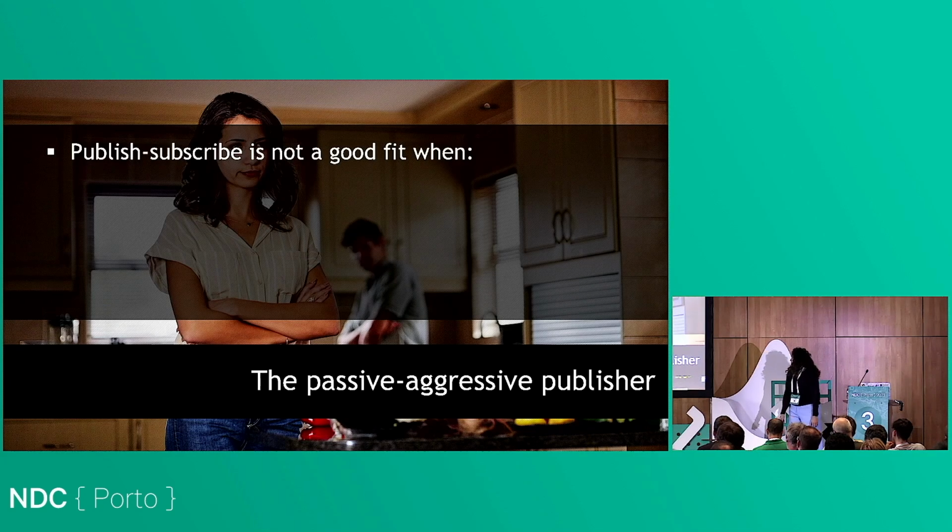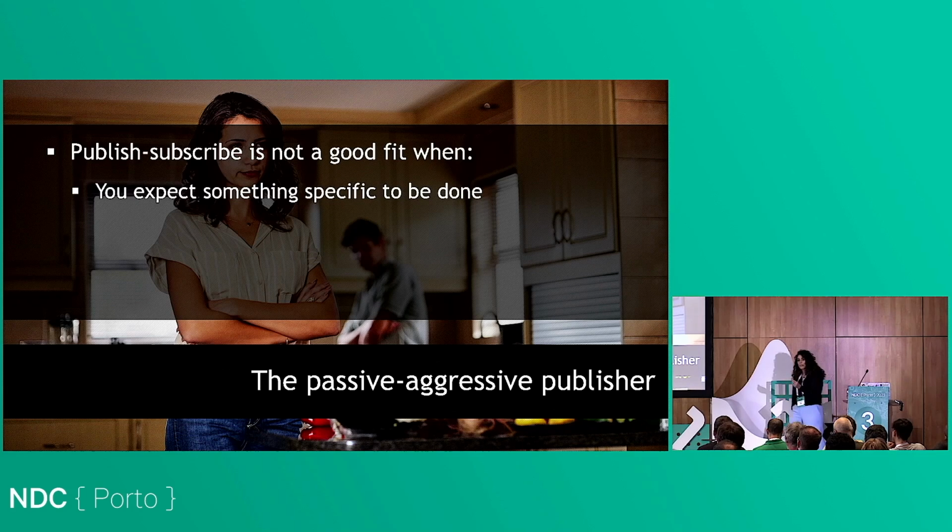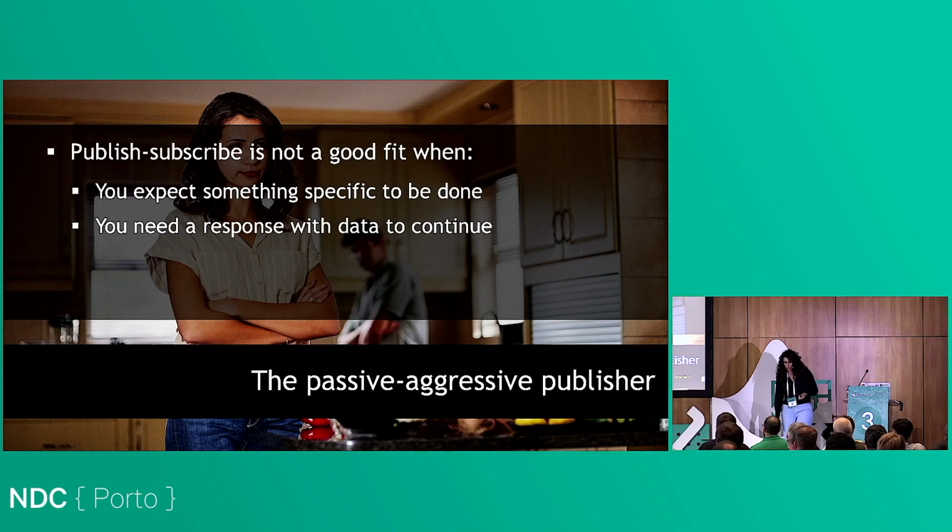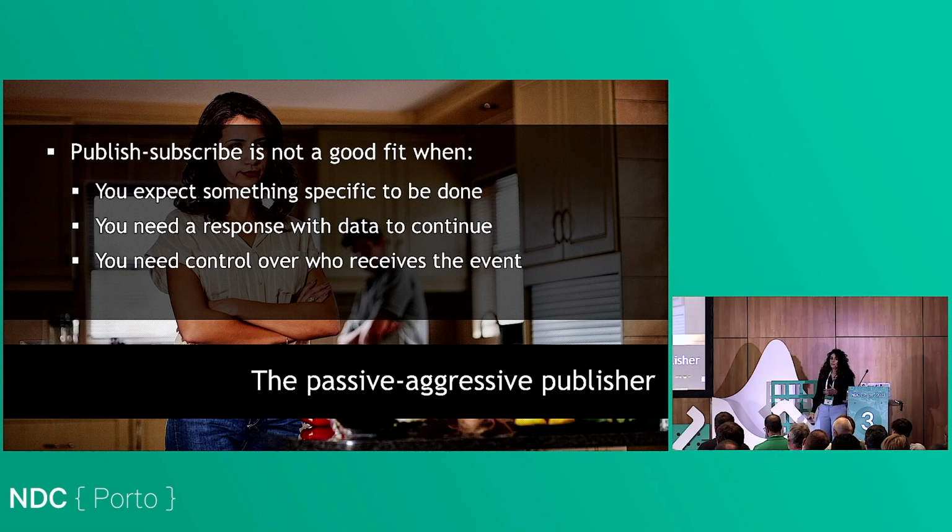So publish, subscribe is not really a good fit when you expect something specific to be done and you need control over that. Then, use command-driven type of communication. If you need a response with data in order to continue your own responsibility, publish, subscribe is not the best way to go. And finally, if you need control over who receives the event, also not a good fit, because a publisher should be completely unaware of any subscribers. You shouldn't even care if there are any, from your service's perspective.